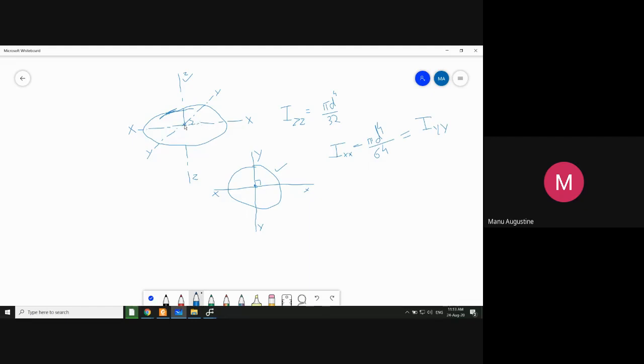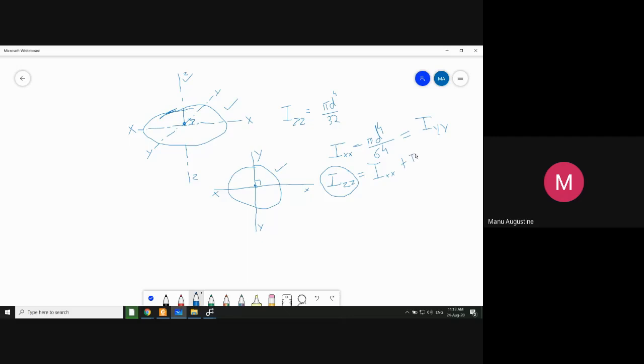ZZ is passing through the point of intersection of XX and YY, and both Ixx and Iyy are pi d raised to power 4 by 64. The perpendicular axis theorem in this case again dictates that Izz, being the polar axis, can also be called the polar moment of inertia. The perpendicular axis theorem says that the polar moment of inertia about an axis passing through the point of intersection of two other axes, which lie on the area itself and are mutually perpendicular to each other, is given simply by Ixx plus Iyy.